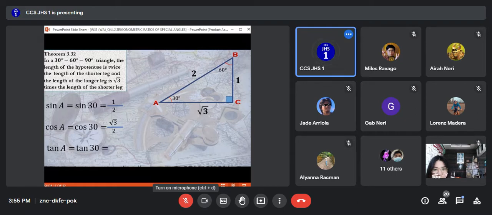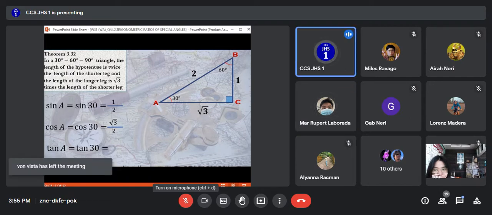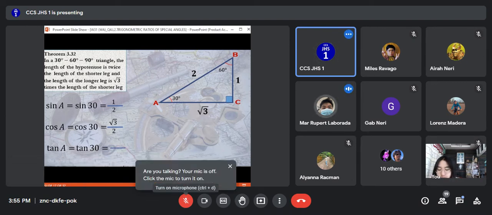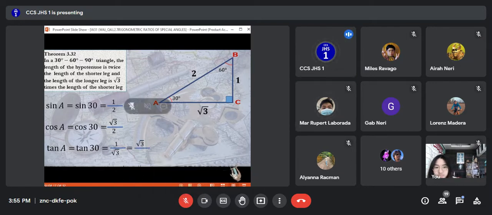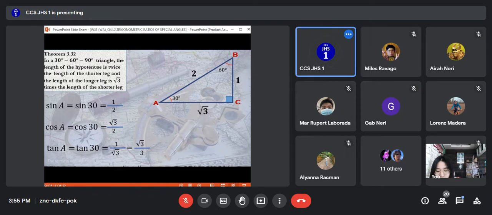1 over square root of 3. Now, but you have to rationalize. Give me now the final answer. Square root of 3 over 3. Okay. You have to rationalize. You have to give me the simplest value. Okay, these are fixed values class. Even if you're going to use your calculator, they will give you these values. Okay, get your calculator and then press these values. What is sine 30 in your calculator?